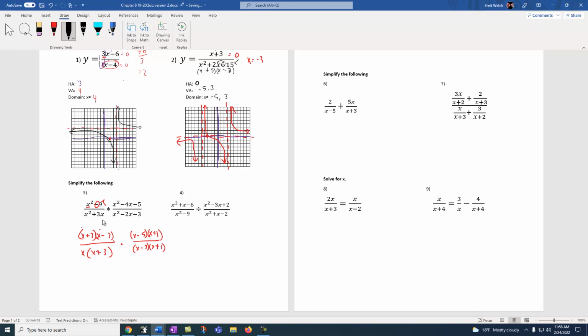Now I can come through and say I've got an x plus 3 over an x plus 3. I've got an x minus 3 and an x minus 3. I've got an x plus 1 and an x plus 1. The only thing left is x minus 5 on top and x on bottom.